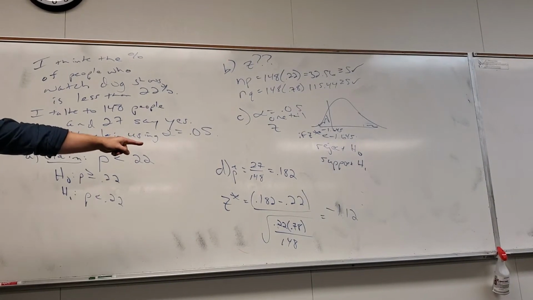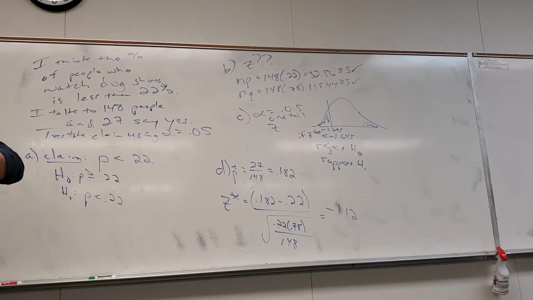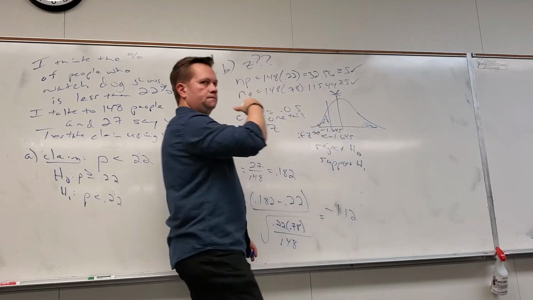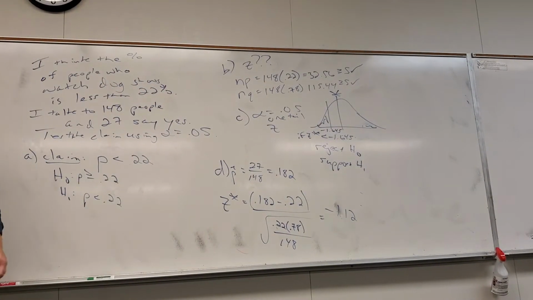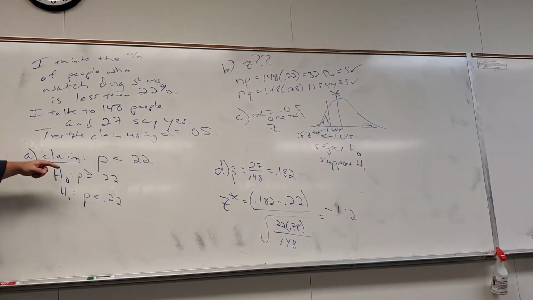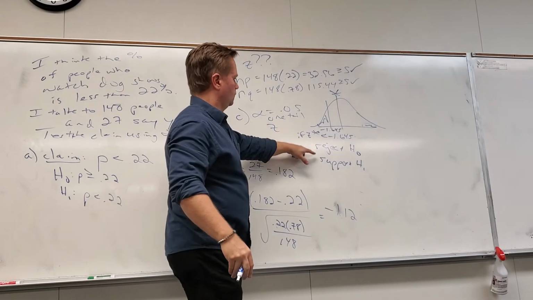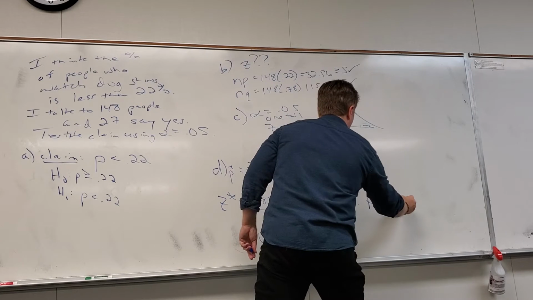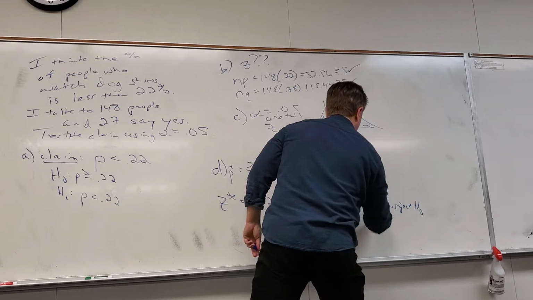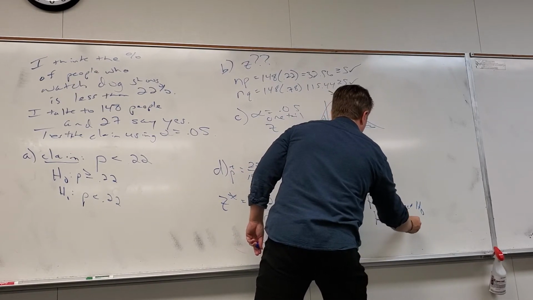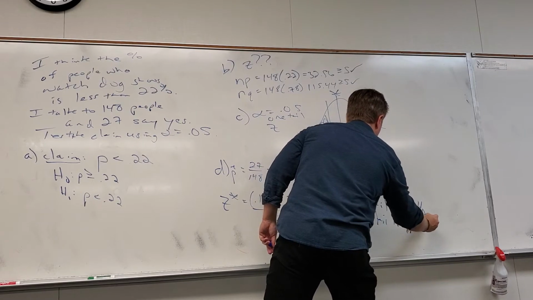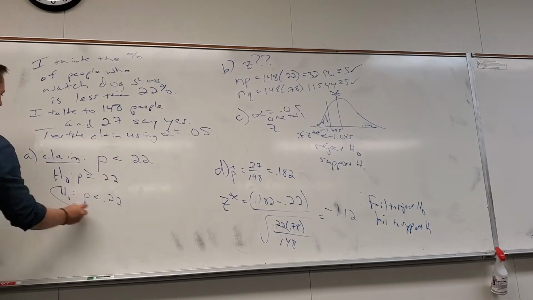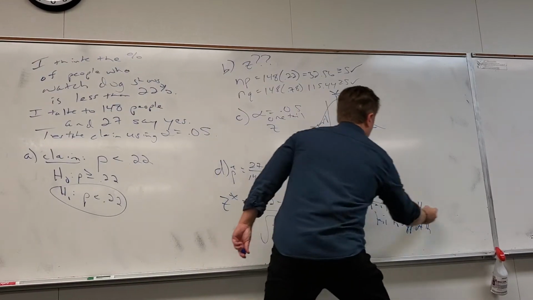And so what does that mean? You failed. Yeah, we failed. We didn't make it. So we failed to do these two things: fail to reject the null hypothesis, fail to support the alternative hypothesis. Which one am I going to use to write my conclusion? Because my claim was this, I'm going to use this language.